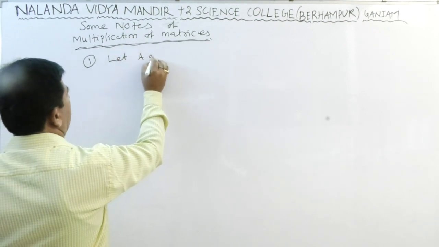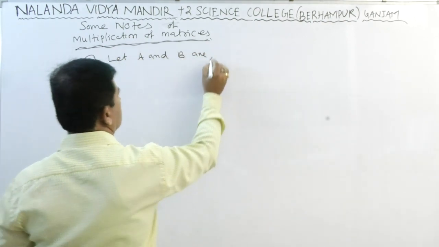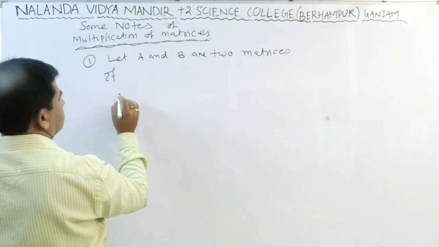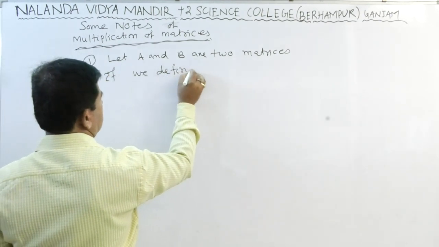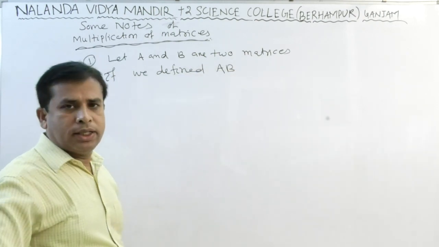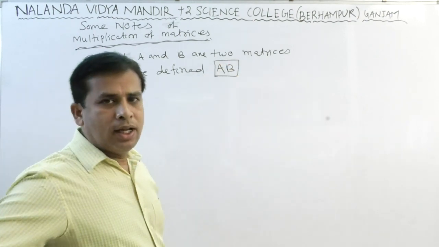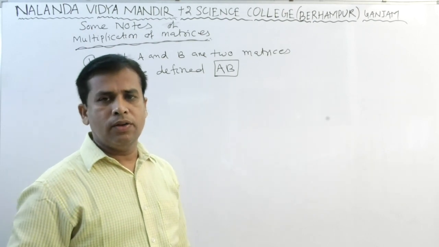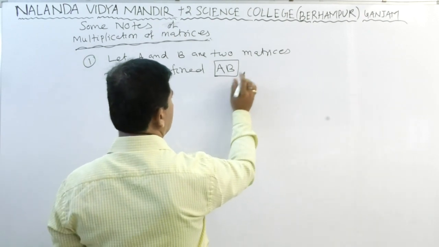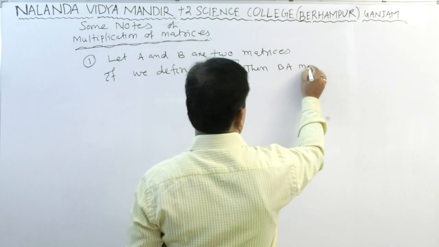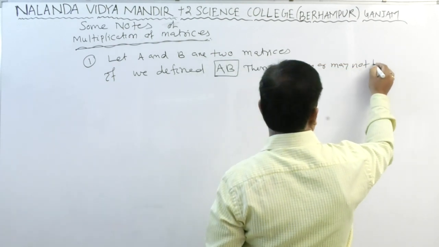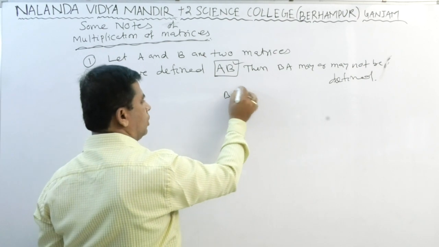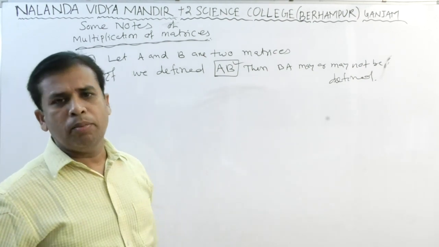First, let A and B be two matrices. If we define AB, that doesn't mean BA is defined. If AB is defined, then BA may or may not be defined. AB being defined does not tell us that BA is also defined.